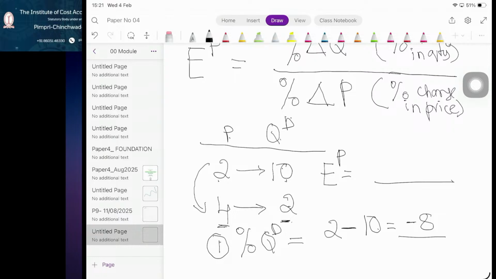Ishwari, there are different ways to calculate price elasticity of demand. Right now, just do what we are doing. We can check the difference with the class note.